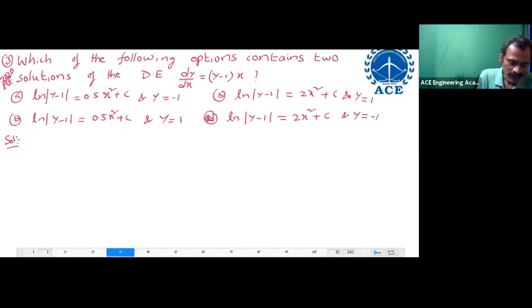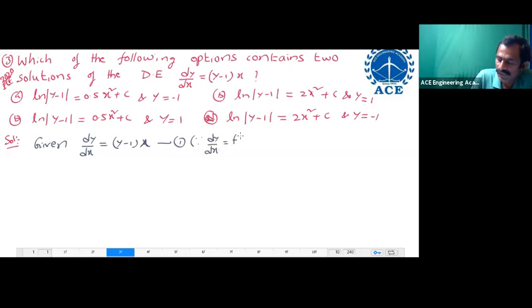Now I am writing the given differential equation: dy by dx equals (y minus 1) into x. It is the given equation. It is one of the general forms of first order first degree, that is a derivative form: dy by dx equals f of x comma y.